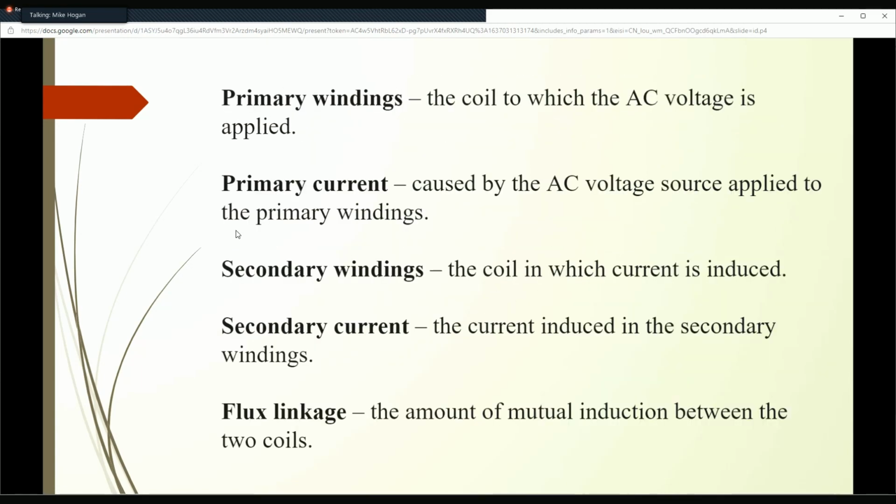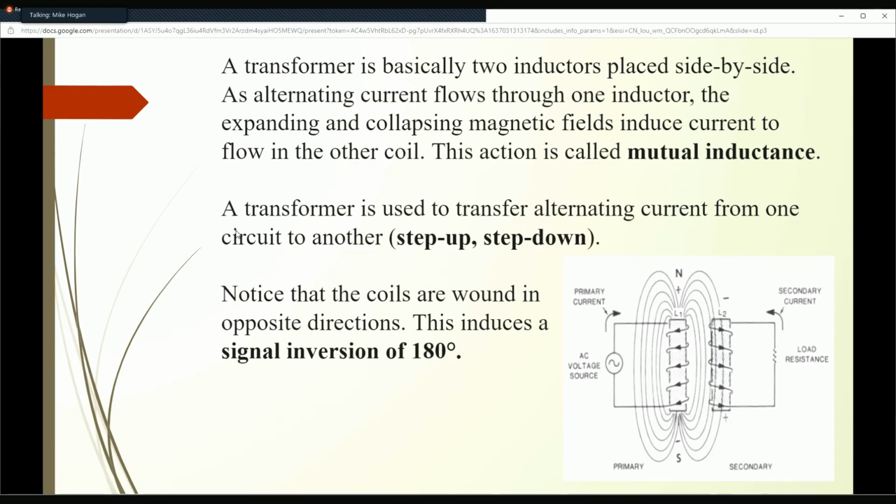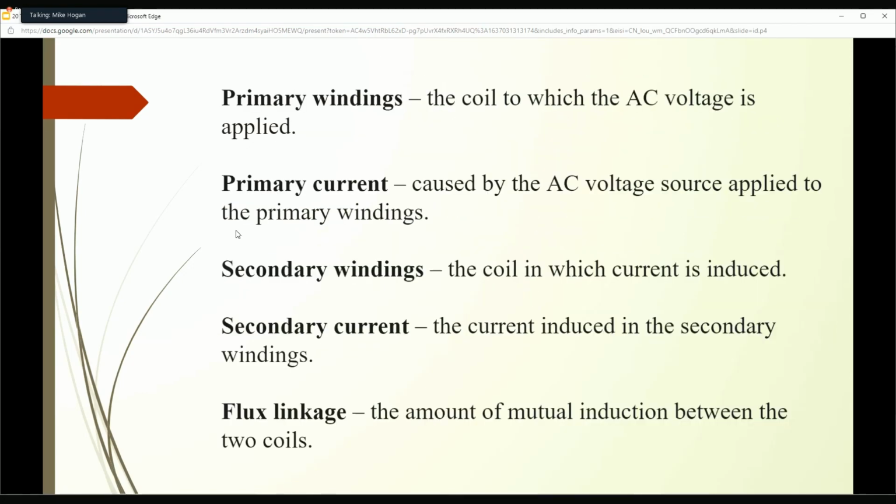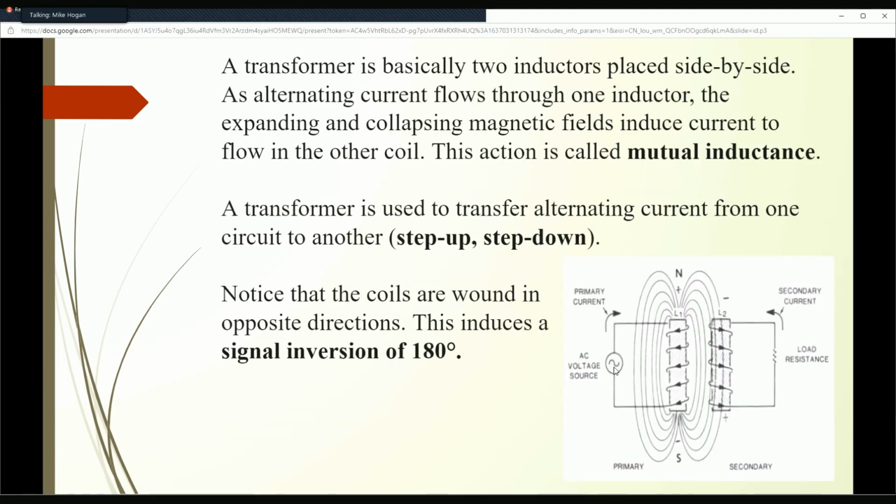Okay, so as we look at that previous slide here and attach some names and some terminology to this transformer. We have the primary windings, right? So this would be the primary side. And so there's primary windings around this core, right? So this is all the primary windings.